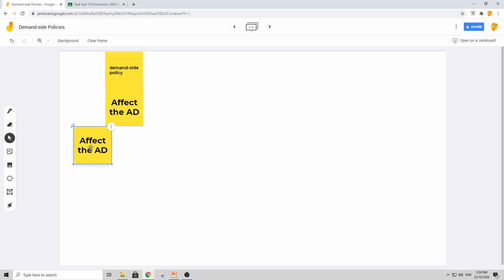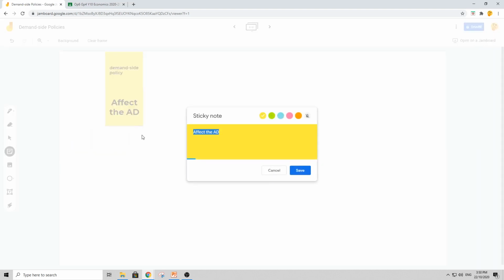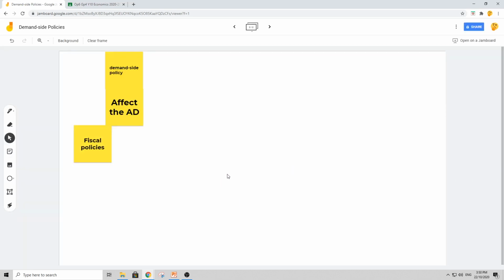Okay, we have fiscal. Yeah, we have fiscal, and do you still remember the other one? Yeah, monetary. Monetary policies are more complicated. Okay, so it is about money. I'm pretty sure you have heard of it. When the government prints more money, that is basically a monetary policy.